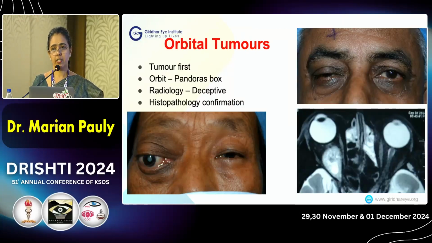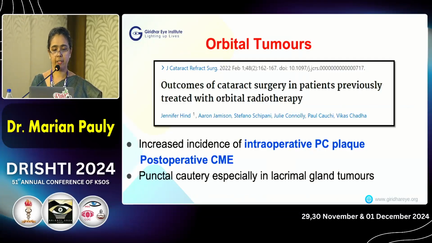Coming to orbital tumors, things are really different. Here always tumor first, because we know orbit is a Pandora's box. Radiology also can be deceptive sometimes. So we need a histopathological confirmation. So in this case, we can see she had hemangioma with a mature cataract. Right eye again schwannoma with the cataract. So we did tumor first and then cataract surgery. Again, coming to the tumors after treatment, especially after orbital radiation, they can have increased incidence of intraoperative posterior capsule plaque and postoperative CME. So this has to be mentioned and taken care of. And especially lacrimal gland tumors, do a punctal cautery during the cataract surgery so that the dry eye, which can be very severe, is taken care of.